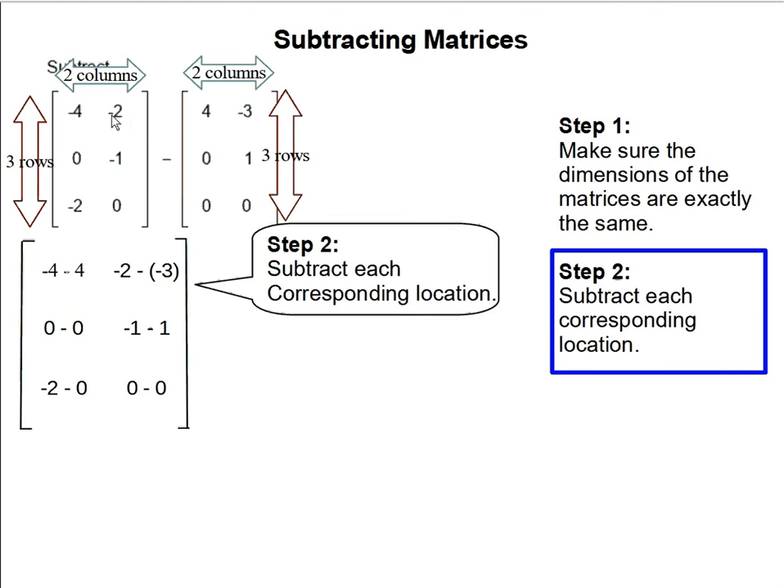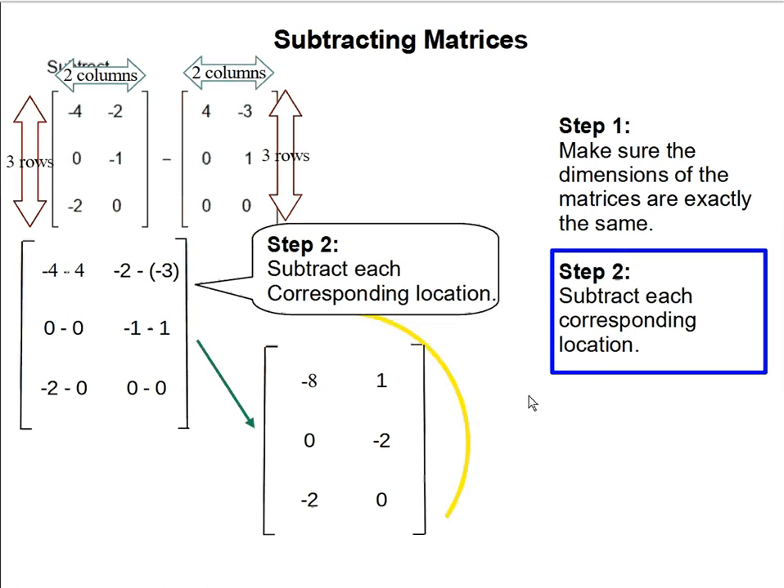So -2 minus -3. 0 minus 0. -1 minus 1. -2 minus 0, then 0 minus 0. Okay? And then we simplify each one separately. So we get -8, +1, 0, -2, -2, 0. And that's it. That completes our problem.